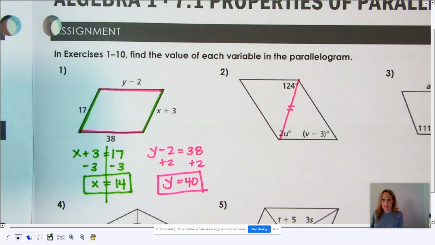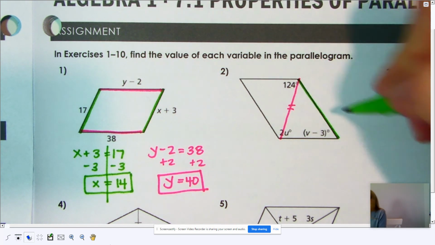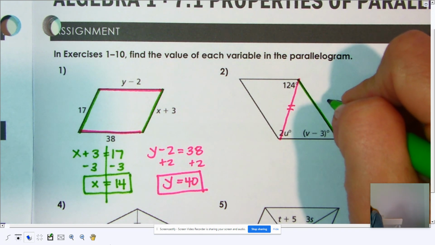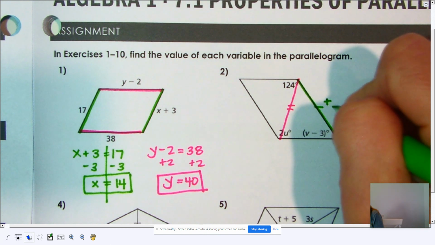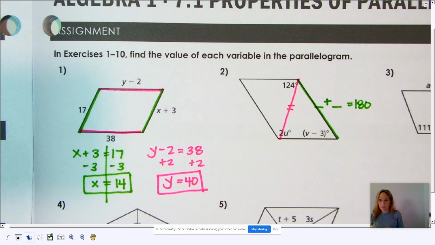But if I look at the value I know and connect it to the different one, remember if I go from here to here, those are on the same side, so they're consecutive, or remember same side interior from a few weeks ago. Those ones I know are going to add together. One plus the other is going to make 180. Okay, so you guys try that on your own and get your answer into Canvas. We're going to go on to question number 3 together here.